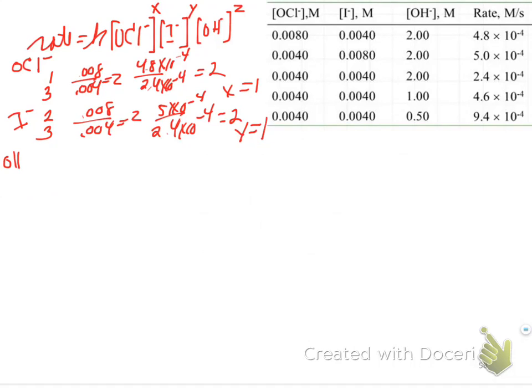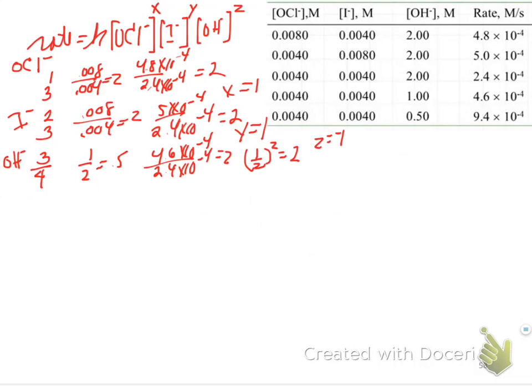The last thing we're going to look at is the hydroxide concentration, and if we evaluate experiments 3 and 4, what I see is a halving of the reactant concentration, and if I look at the rate data, that's doubling. So I have to ask myself, 1/2 or 0.5 raised to what power is going to give me 2? I'm using Z here, and 2 is the reciprocal of 1/2, so Z must be -1.